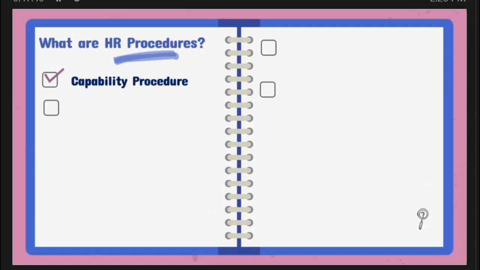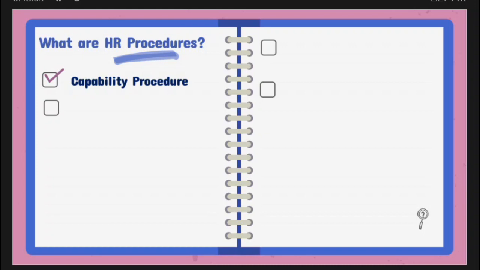Example of a capability procedure. Example policy: the company aims to ensure that performance expectations and standards are defined. Performance is monitored and employees are given appropriate feedback, training, and support to meet these standards.